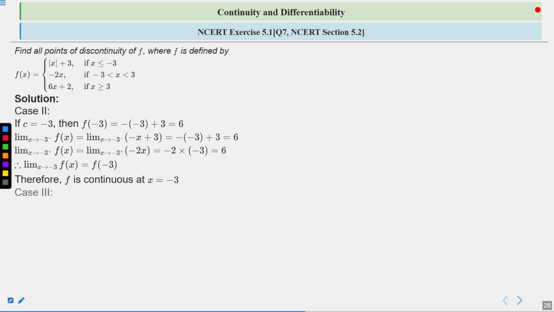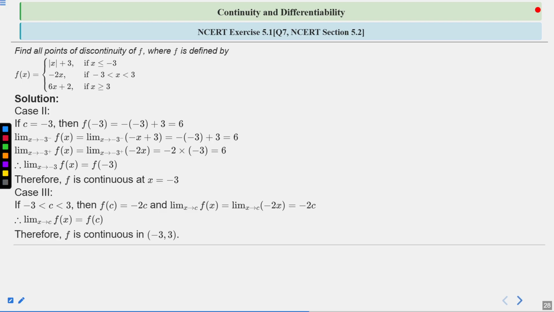Now, let us see case 3. If c is between negative 3 and 3, then f(c) is equal to negative 2c, and the limit as x tends to c of f(x) is equal to the limit as x tends to c of minus 2x, which is equal to minus 2c. Therefore, the limit as x tends to c of f(x) is equal to f(c). Clear? Therefore, we can say that function f is continuous in negative 3 to 3.